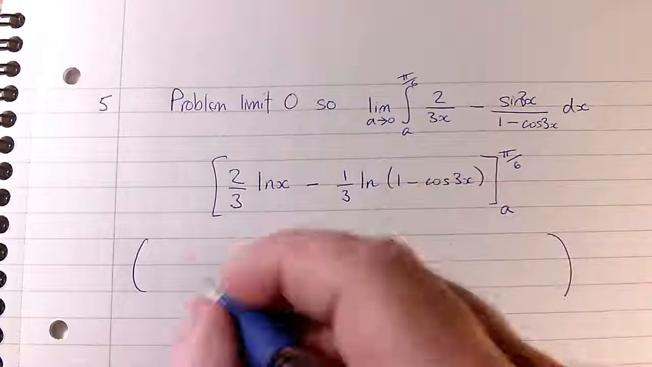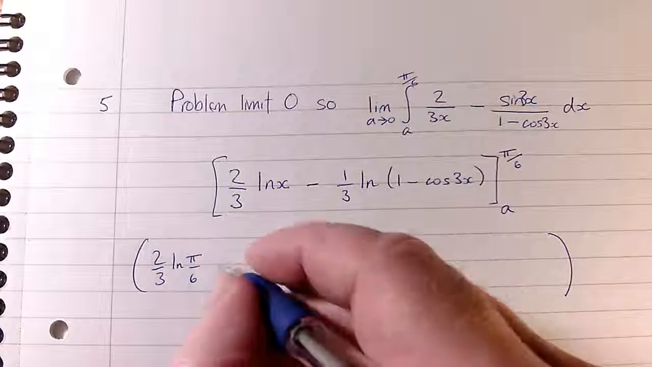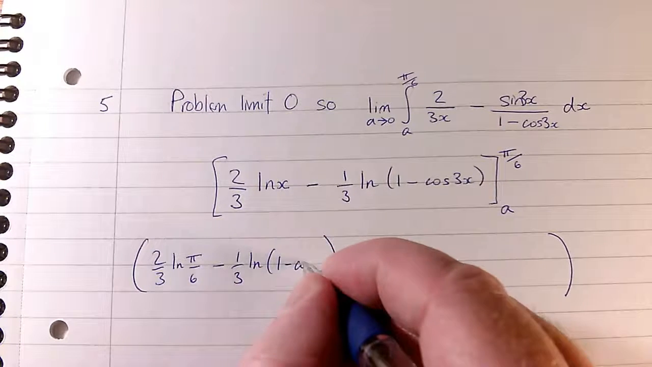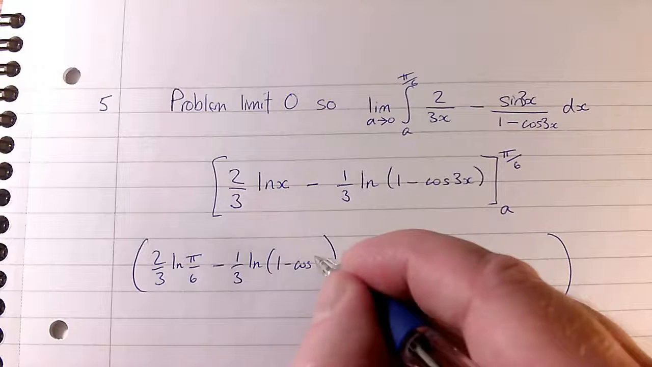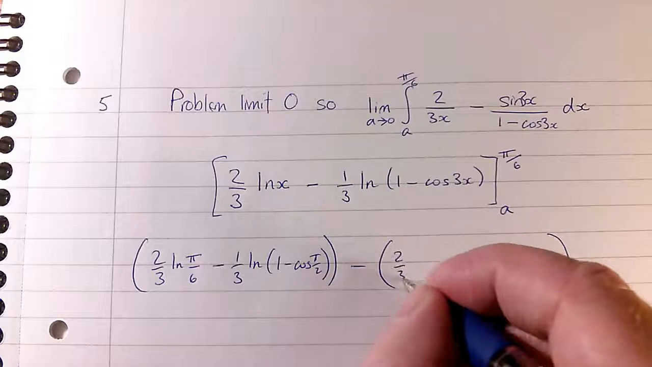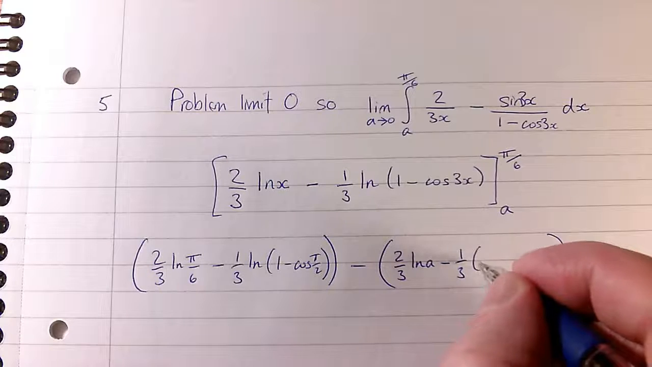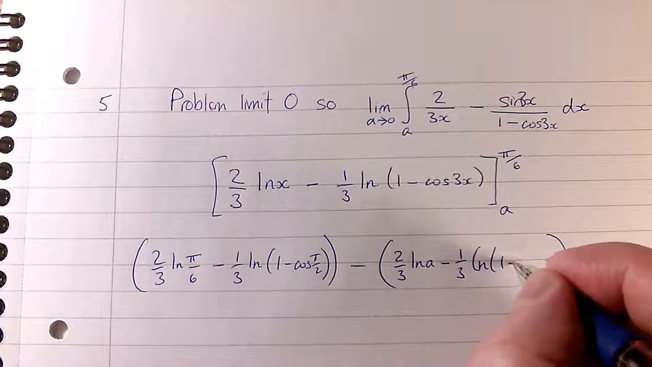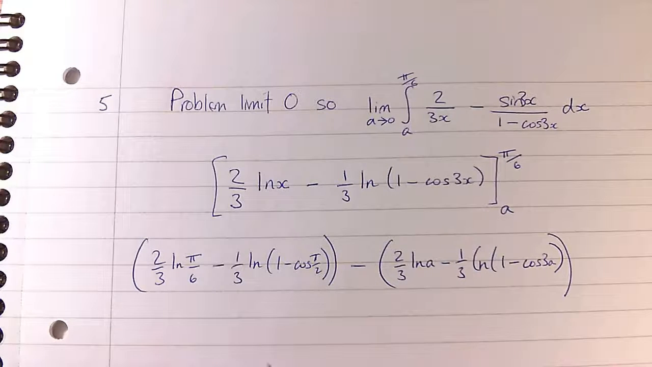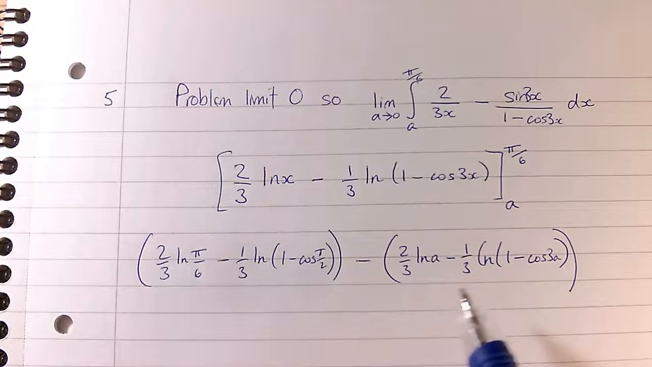When I put in pi by 6, I'm going to get 2/3 log of pi by 6 minus 1/3 log of 1 minus cos of 3 lots of pi by 6, which is pi by 2. And then I'm going to do the same thing with a, 2/3 times log of a minus 1/3 times log of 1 minus cos of 3a. Okay, and the first one, the one with pi by 6 in, it can just be worked out. So don't mix up your a's and your pi by 6's.